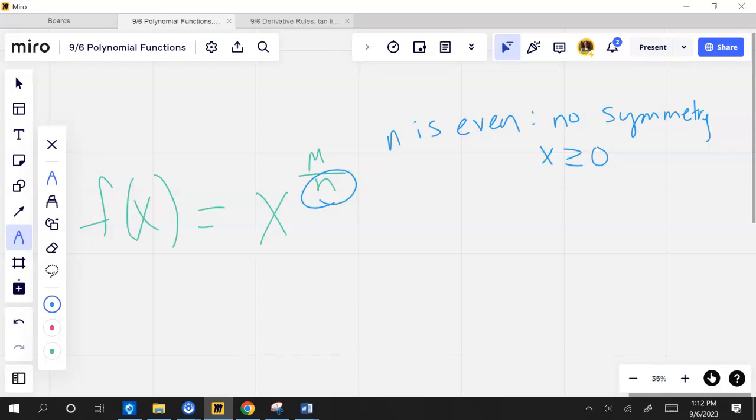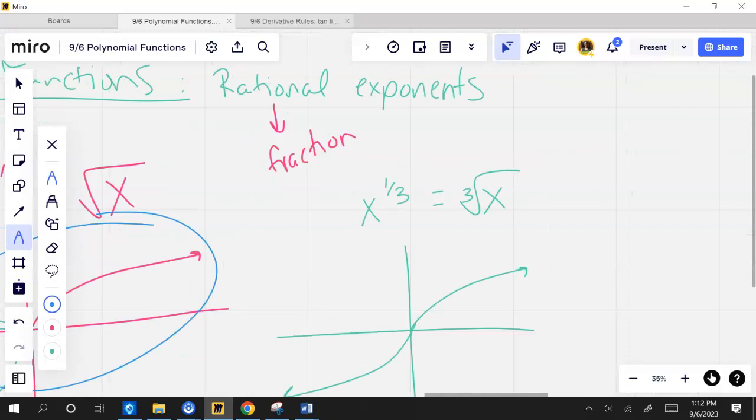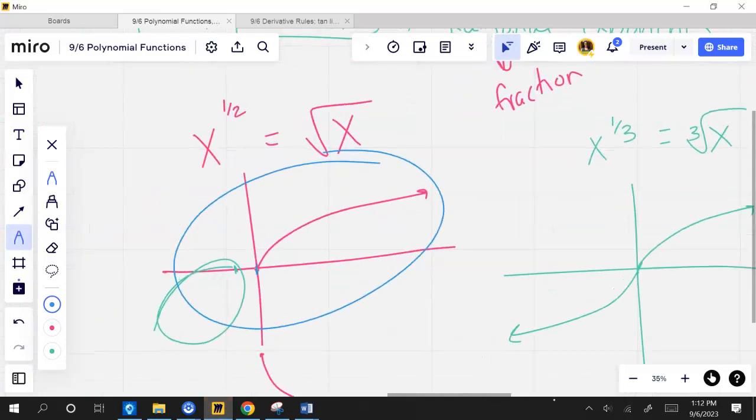I'm just telling you how to graph it, like what it looks like when you graph it. When you graph that, if the denominator is even, then your graph has no symmetry, and x has to always be positive. Look at the graph. X always has to be positive, and it has no symmetry. I literally just said it, no symmetry.